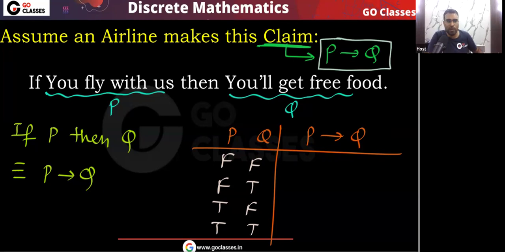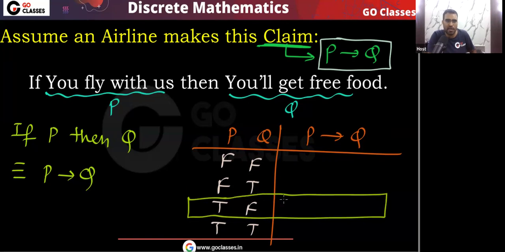There is only one way to make the claim false. Only in this case will the claim be false. Do you agree? When you fly with SpiceJet, meaning when P is true, but they don't give you free food, Q is false. When P is true and Q is false, then in this situation the claim will be false.